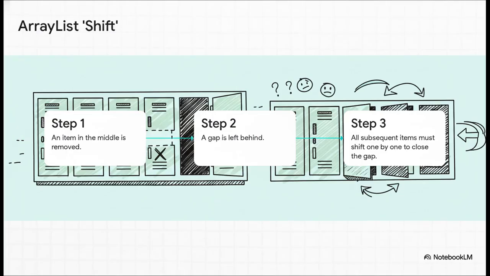And this right here shows you the hidden cost. So you take out an item, let's say at index 2. Now there's an empty space. To keep that perfect, contiguous row of lockers, what does the array list have to do? It has to take every single item after that spot and shift it one position to the left to close the gap. Now, for a list with 10 items, no big deal. But for a list with 1,000,000 items, that is a ton of shuffling, and it can be painfully slow.